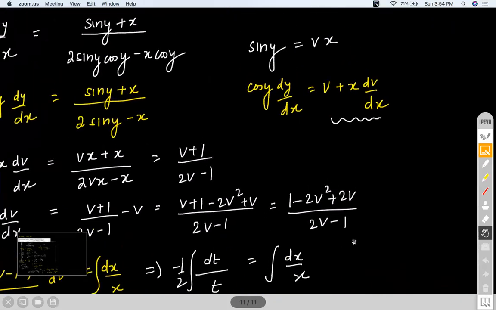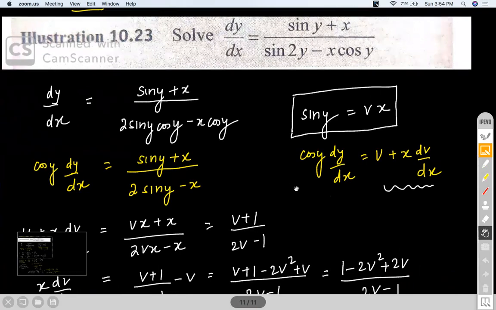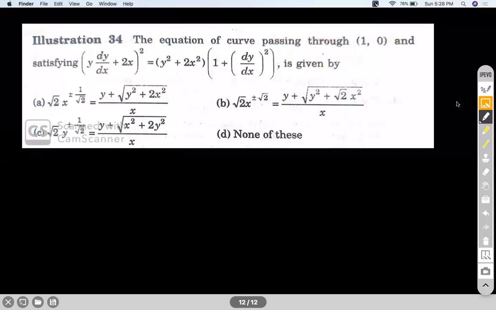As you can see here in this problem, my critical step was actually making use of this substitution. Initially it was not a homogeneous differential equation, but with the use of this, I converted it to a homogeneous differential equation and then followed my regular steps. All right, so let's look into this problem. Let's pause this for some time and try it ourselves.